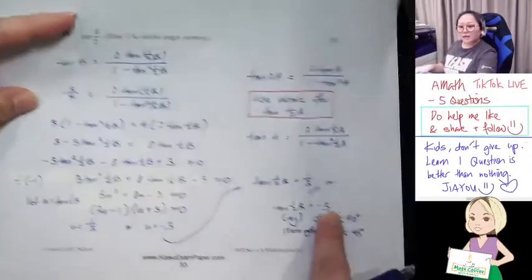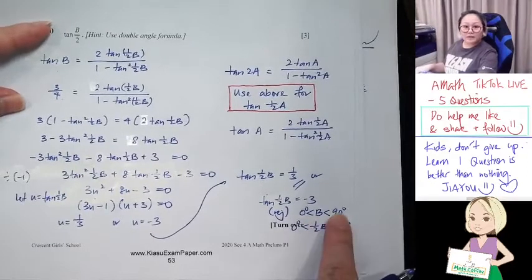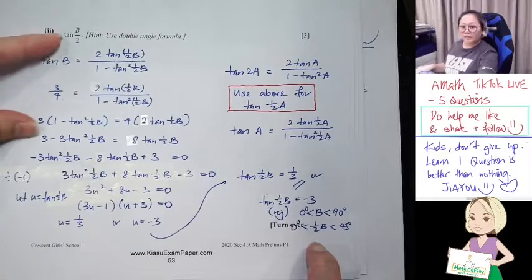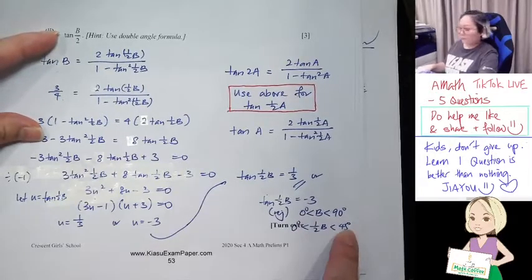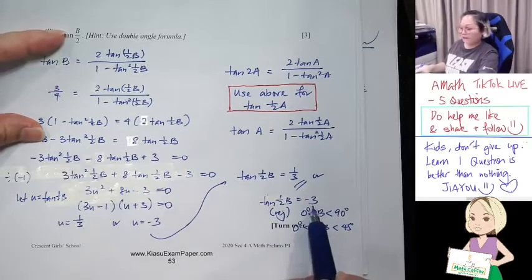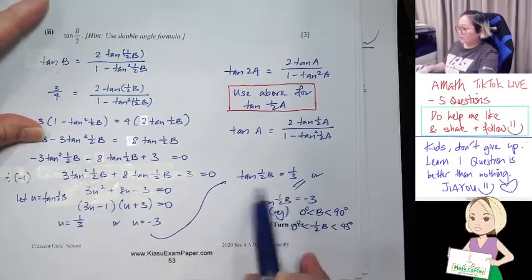And kids, see, your B was acute, remember? 0 to 90. So for half B, do the test. You have to know which quadrant it is in. Half B, divided by 2, you know that it's 0 to 45. And 0 to 45 means that it's still in the first quadrant. And if it's still in the first quadrant, that means all is positive. So this tangent half B cannot be negative. That's why I reject it. So for this question, the answer is tangent half B is 1/3.